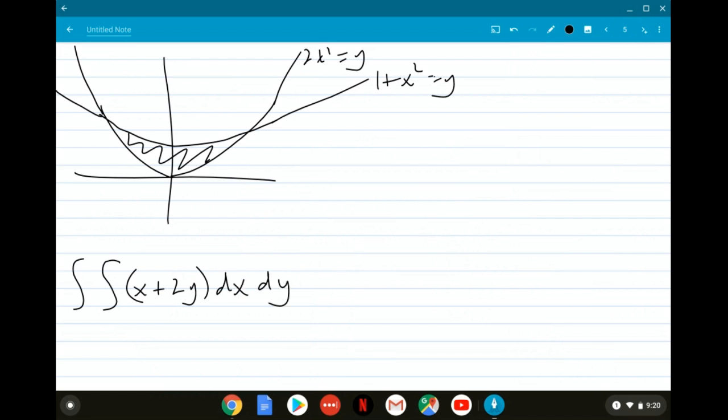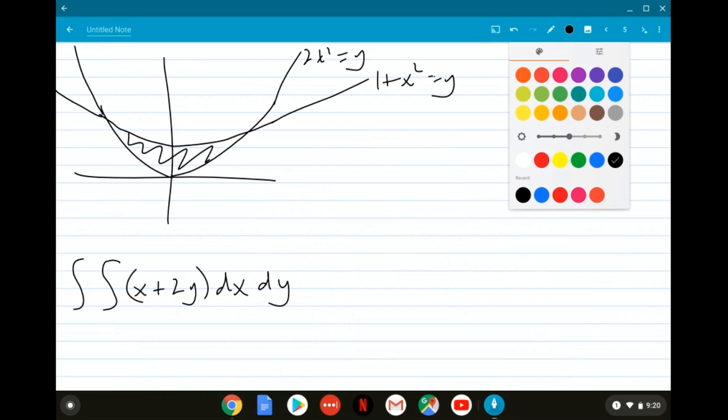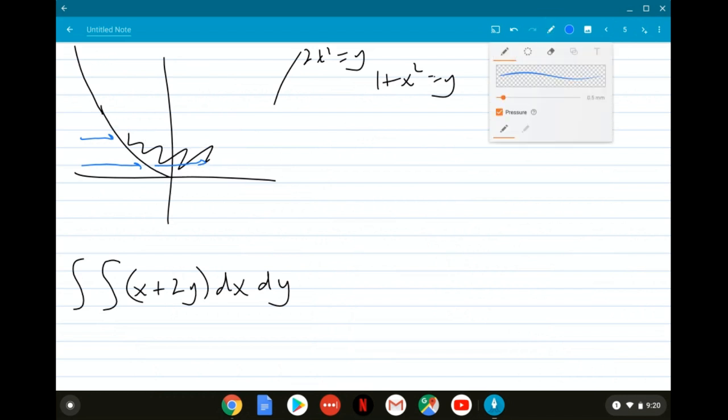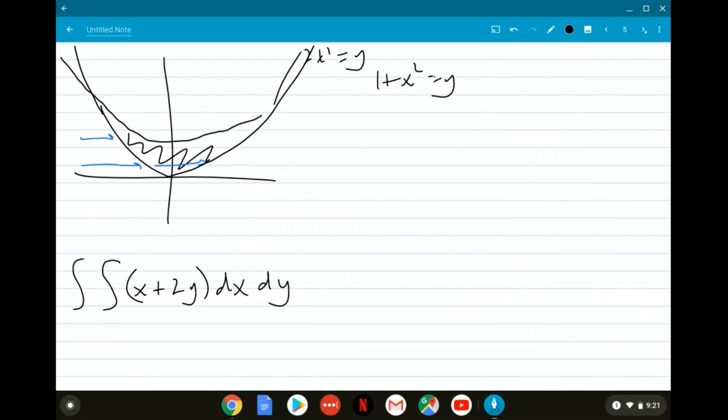So we do the same kind of thing, starting fresh now. We're going to move parallel to the x-axis and ask ourselves, what do we enter and what do we exit? And I need to draw this a little bit more carefully to show something that's important here.